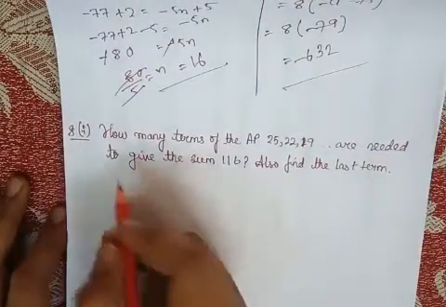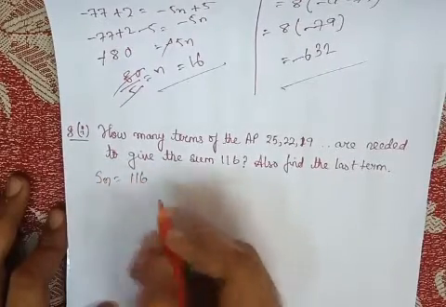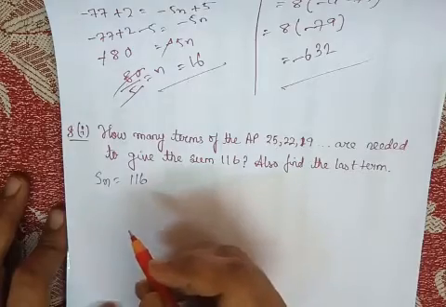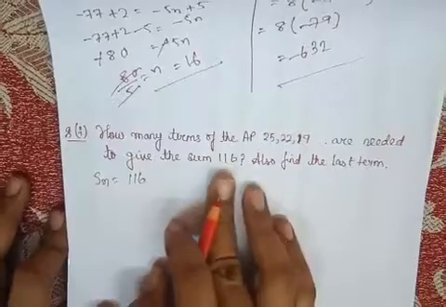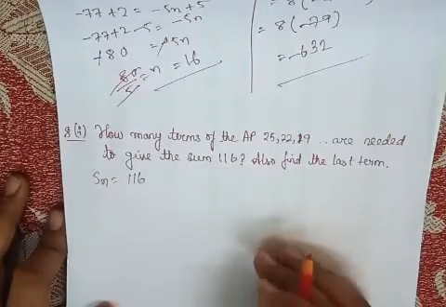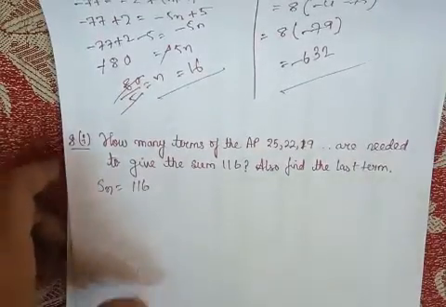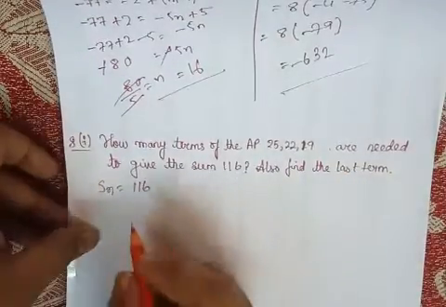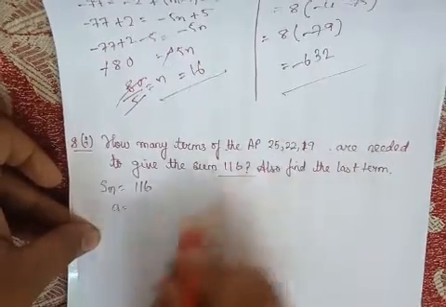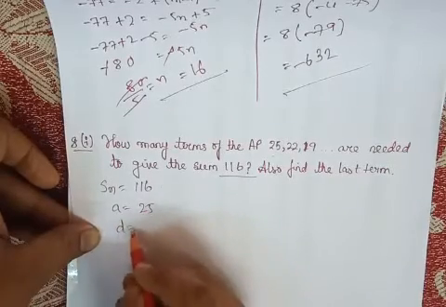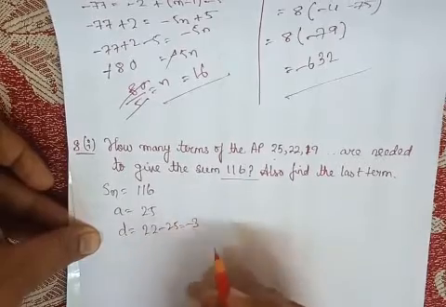Okay, so in this case we don't need to take out the sum, it is already given. What we need to find is how many terms of the AP are needed to give the sum 116. Basically we need to take out the value of n, and then find the last term, that is an. So the sum of the series was given as 116. We had a, the first term, as 25. d we can calculate as 22 minus 25, which comes to -3.